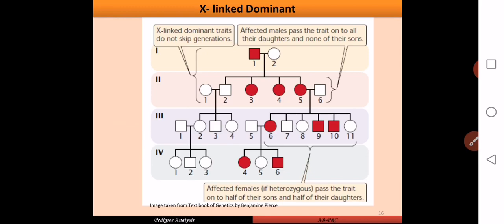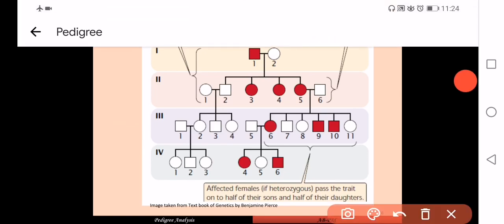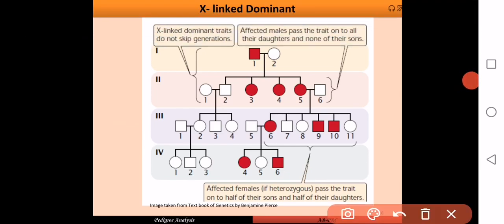And this is a model disease pattern, the transmission pattern for X-linked dominant trait. You can see the transmission from this father to the daughters. You can see all the daughters are affected. All the daughters of this father were affected, and here you can see two sons are affected. But see, the father is not affected, but the son is affected.